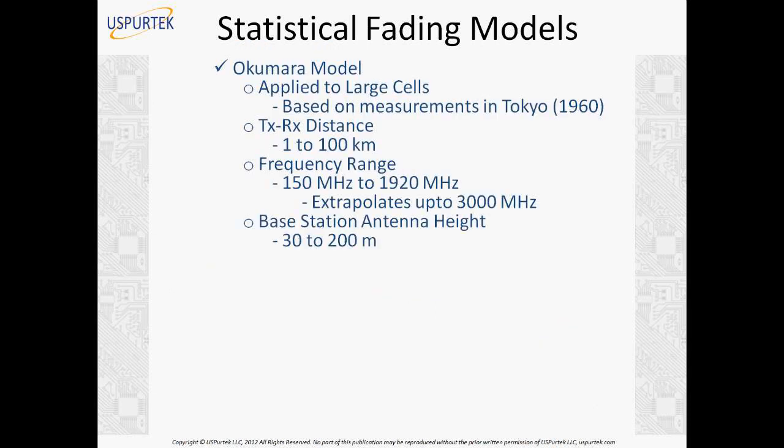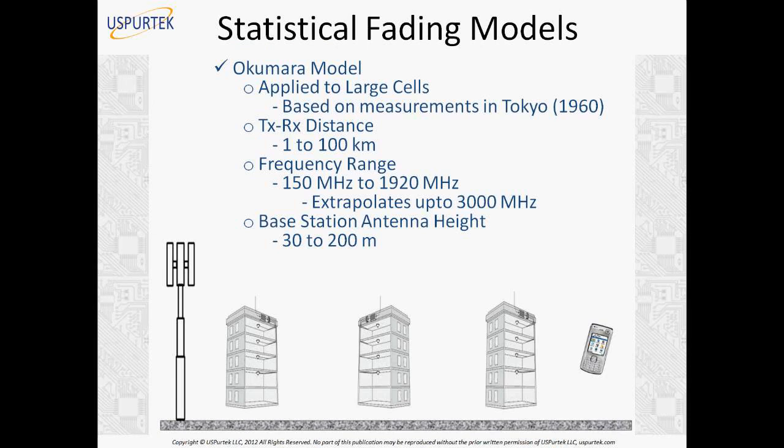Now let's move on to the more well-known Okumura model. Okumura was a Japanese scientist who was the pioneer in applying these RF propagation models to wireless communication systems. He applied this to large cells based on measurements in Tokyo in 1960. Transmit-receive distance is up to 100 kilometers. Frequency range is 150 megahertz to 1920 megahertz, and you could extrapolate up to 3000 megahertz too. Base station antenna height is up to 200 meters.